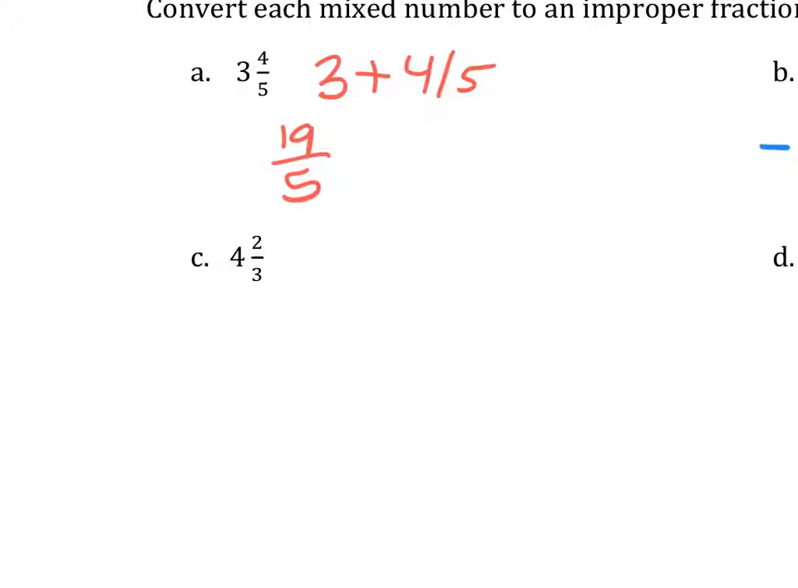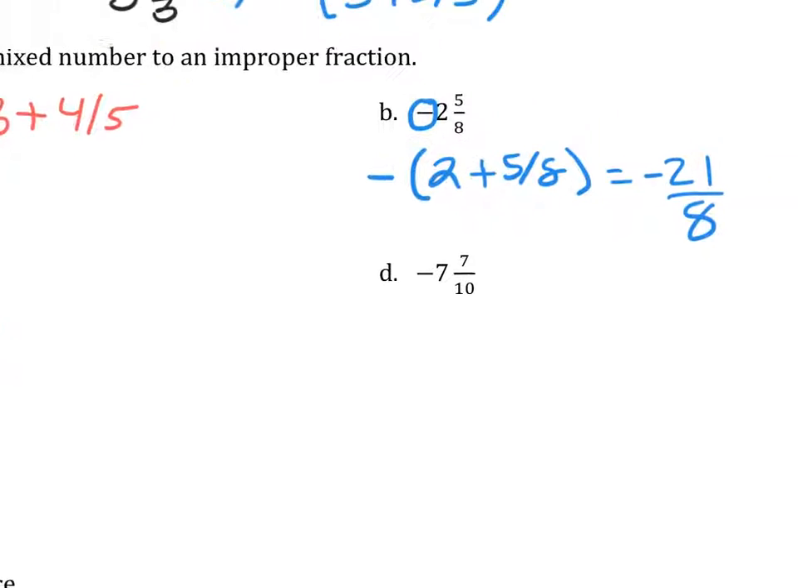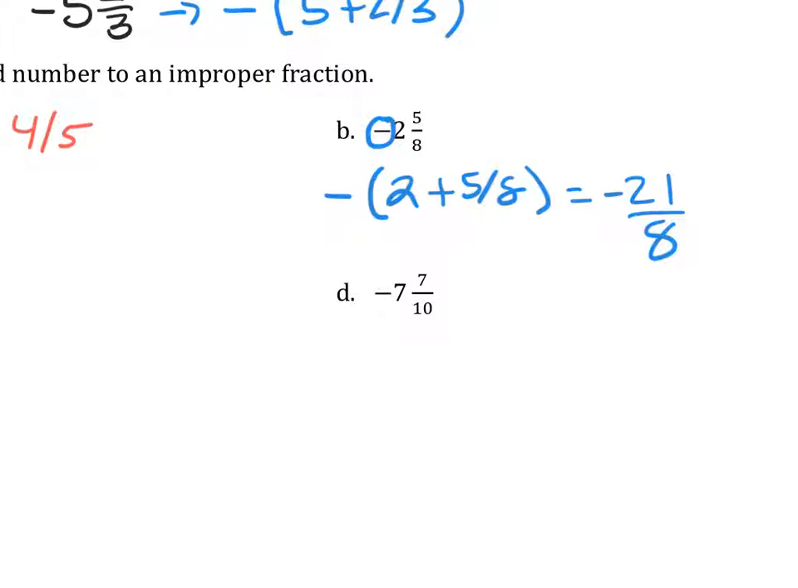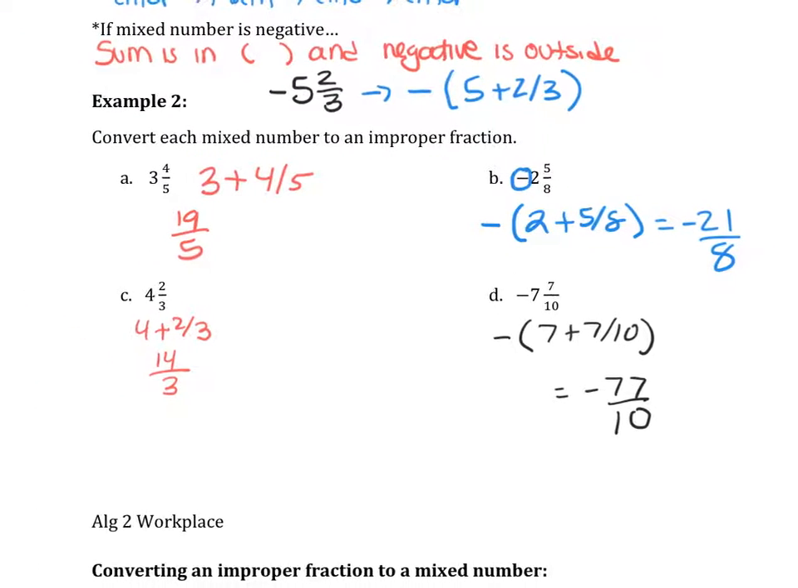Letter C, it's positive, so you can just do 4 plus 2 divided by 3. And you get, math enter, 14 over 3. And then letter D, again, it's a negative, so you have to put it in parentheses. 7 plus 7 divided by 10 should give you negative 77 over 10. You guys have any questions about that?